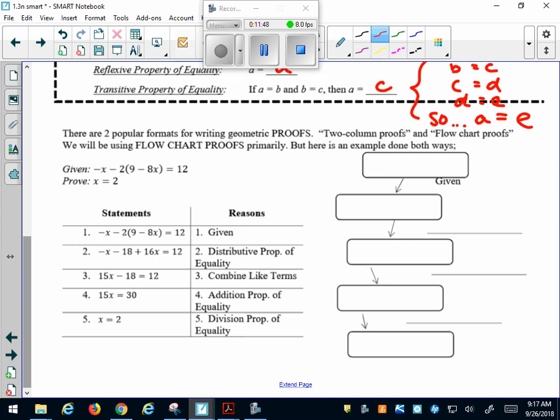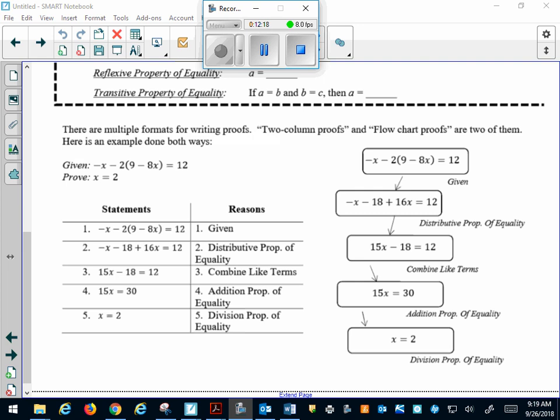Okay. So there are two ways that we're going to write proofs. Two-column proofs and flowchart proofs. The two-column proofs are more traditional. They look like this. We are going to mostly be focusing on flowchart proofs. All right, so there's two types of proofs. We are going to be focusing on flowchart proofs, which is on the right-hand side here.